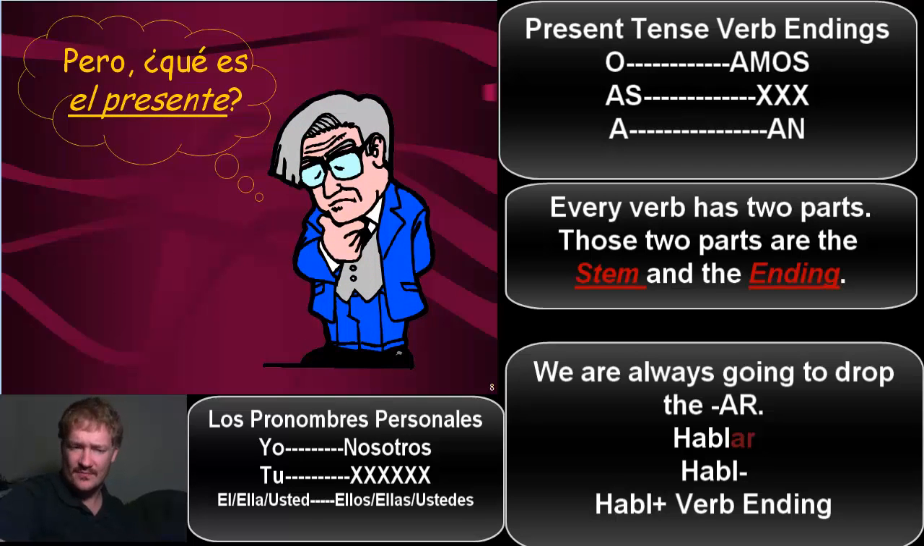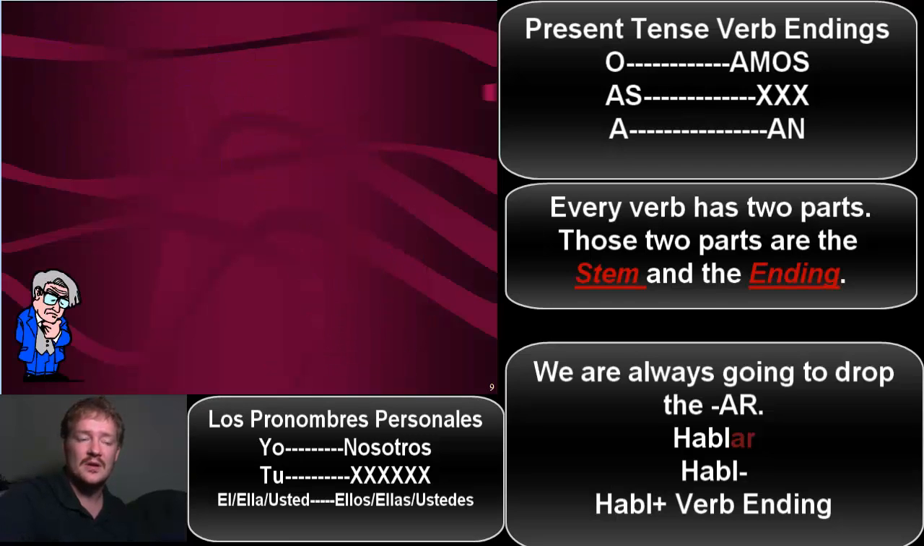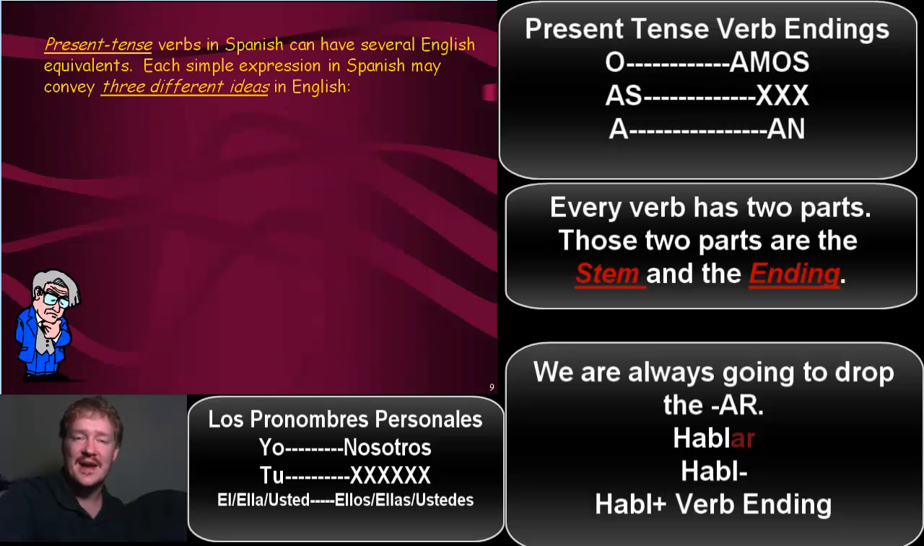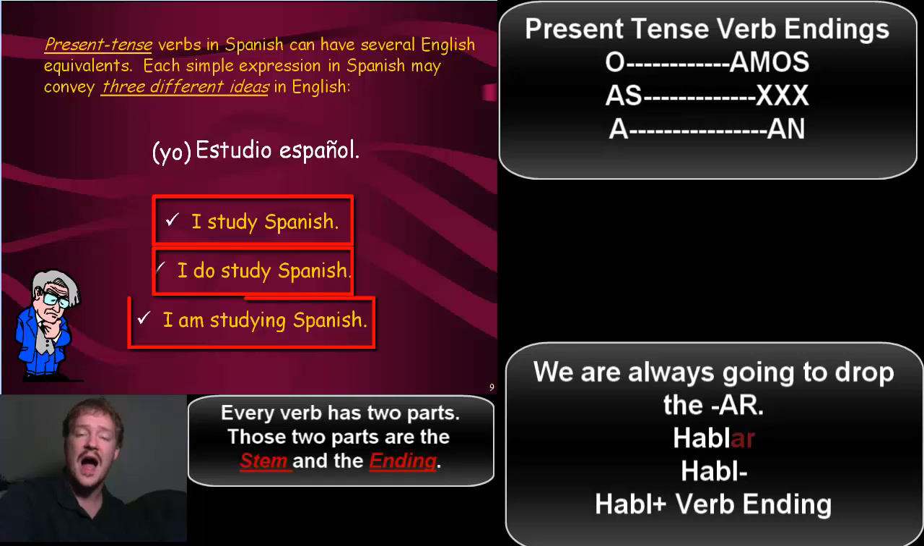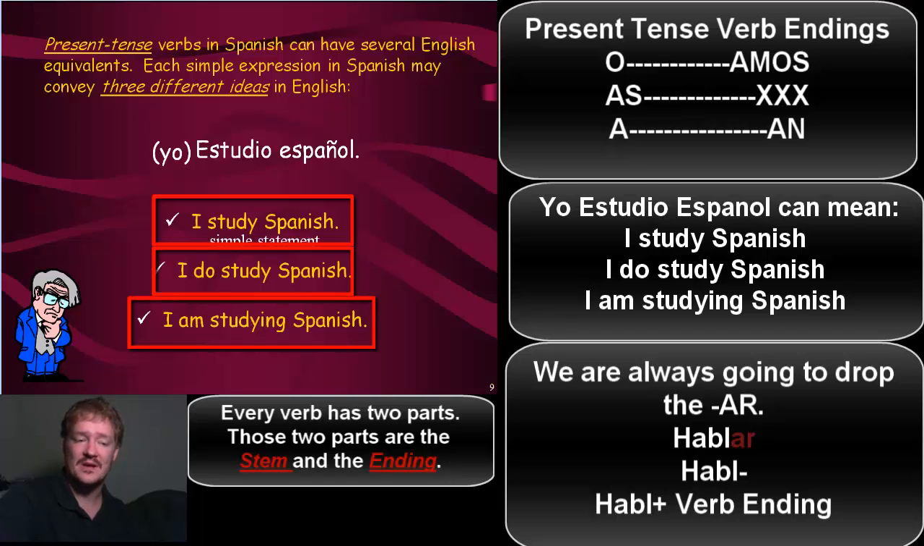So that brings us to our next question. When do we use the present tense? The present tense verbs in Spanish can have several English equivalents, so the same thing in English. Each simple expression in Spanish may convey 3 different ideas in English. Estudio español, I study Spanish, can mean I study Spanish, I do study Spanish, or I am studying Spanish.